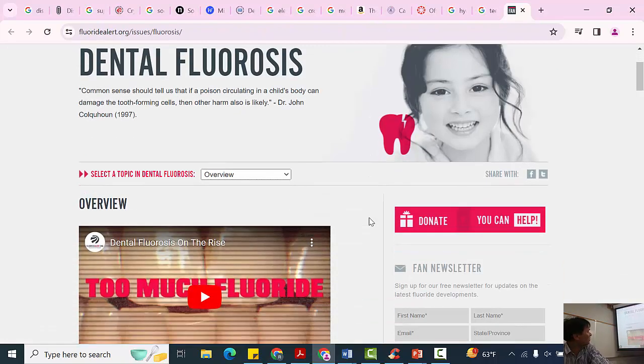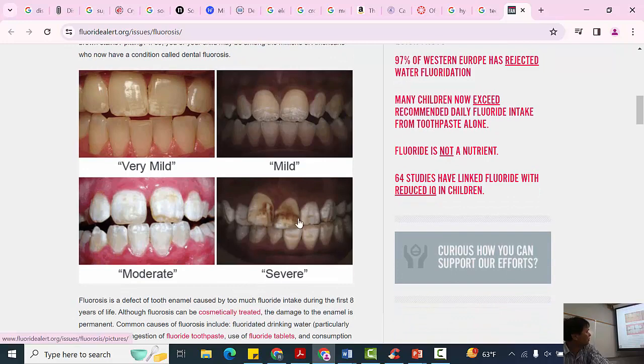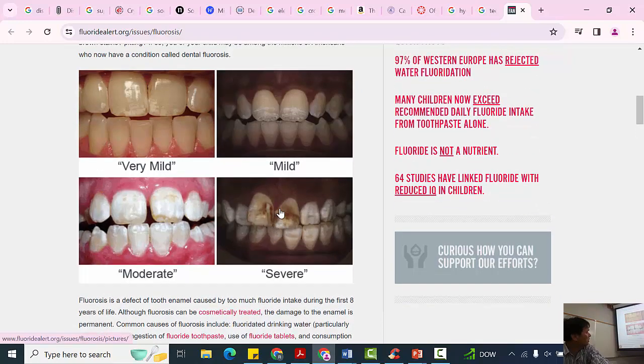You just want the right amount of fluoride. If you have too much fluoride, your teeth are going to look like this. The teeth are starting to get eaten away.